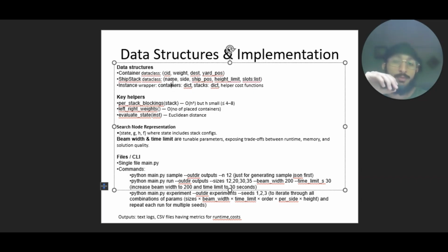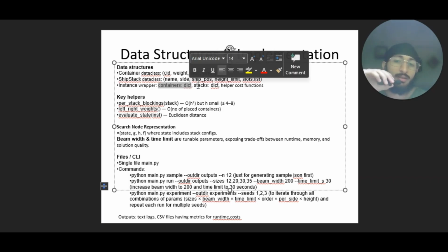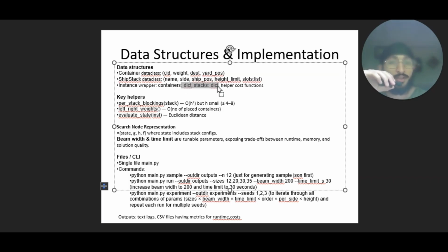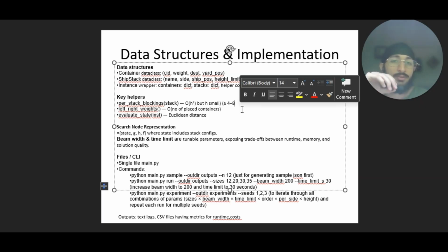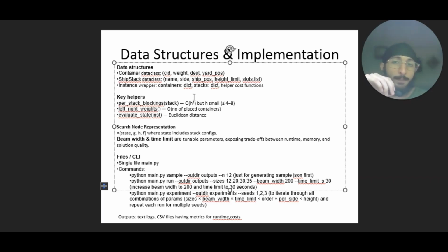Then we have the instance wrapper, which unifies the containers and the stacks, which are present as dictionaries, and also integrates the helper cost functions that we have. Now talking about the helper functions, we have the per stack blockings, which takes a stack as the parameter. It measures how many rehandles or inversions are required when unloading the containers to reach an earlier destination, and this takes O of h squared time. But since h, the height of the stack, is small, less than or equal to 4 to 8, it would not be a very costly function.